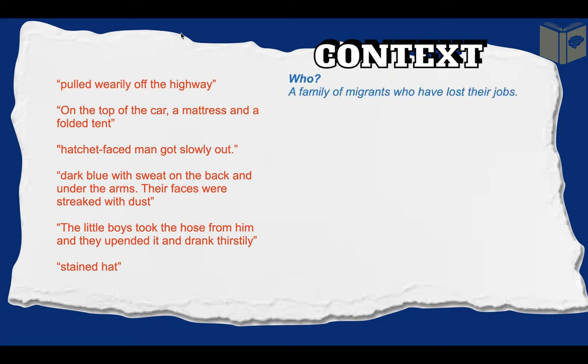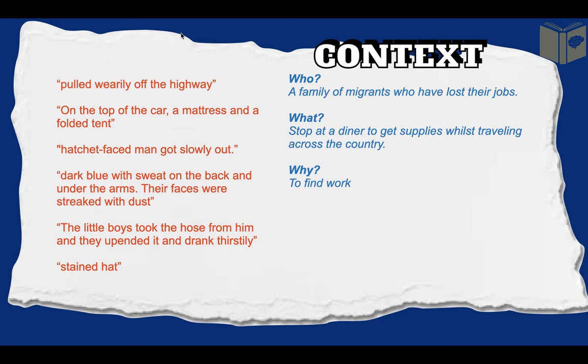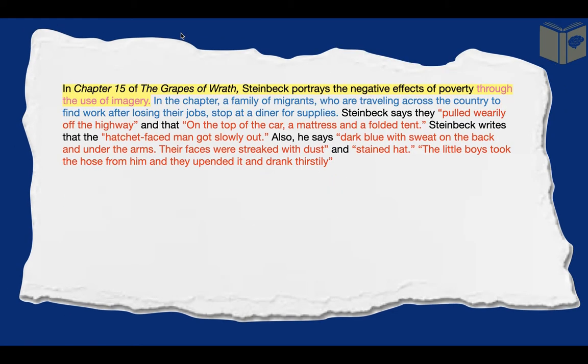So who? It's a family of migrants who have lost their job. What? Well, they stop at a diner to get supplies whilst travelling across the country. Why? To find work. When? During the Great Depression. Where? A diner on Route 66. And how? Desperately. This context will help the readers of your work understand these quotes.